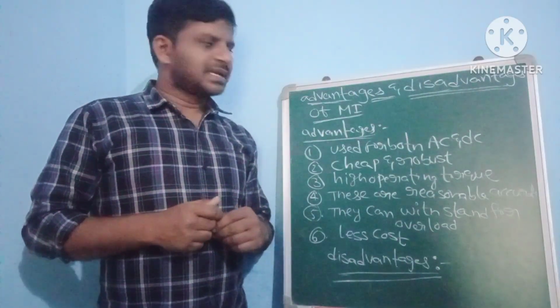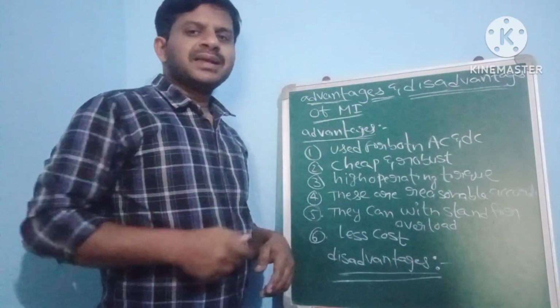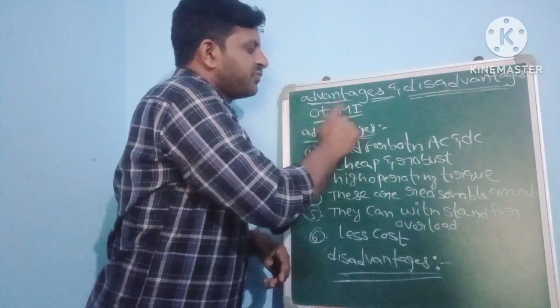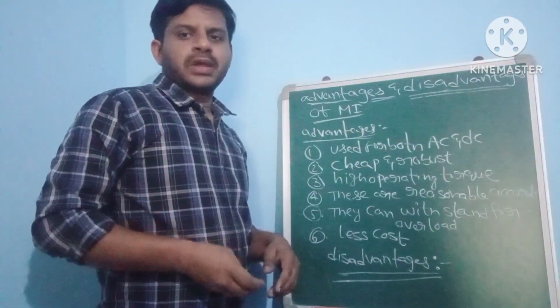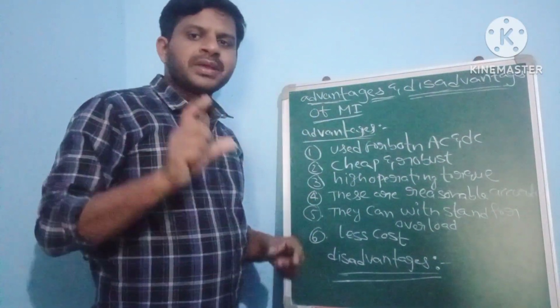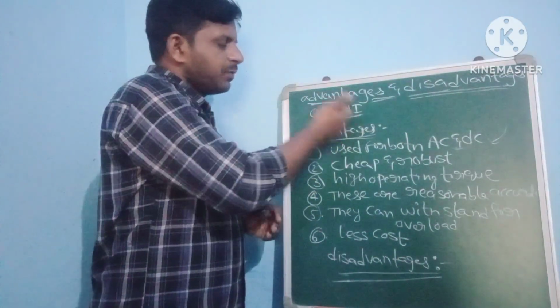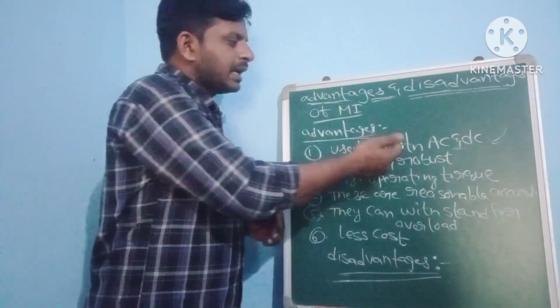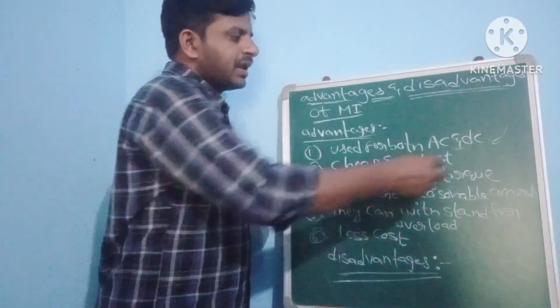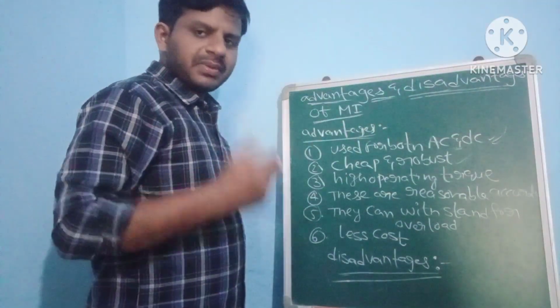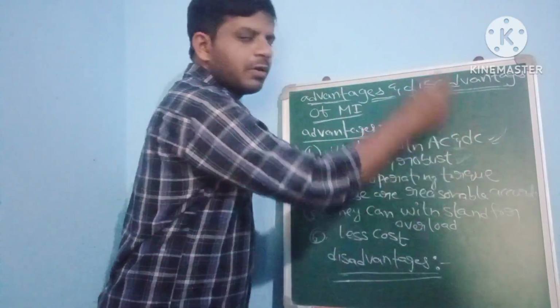Today we are going to discuss the advantages and disadvantages of moving iron instruments. Okay, here I am, nothing but moving iron instruments. Coming to the advantages, by using MI instruments, we can measure both AC power as well as DC power. Coming to the second one, cheap and robust construction.